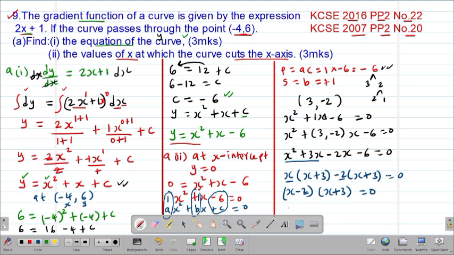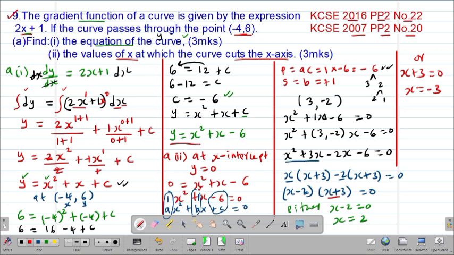So this implies that either x minus 2 equals 0, which clearly will give me x being equal to positive 2. Then the second possible value of x will be given by x plus 3, that is the second bracket here, which can also be equal to 0. So x will be equal to negative 3. Therefore, the values of x at which the curve cuts the x-axis will be x equals 2, and the other value is x equals negative 3.